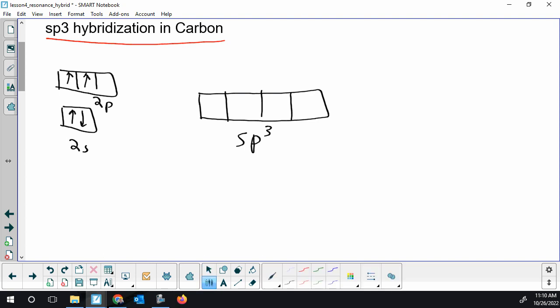When you hybridize them all and get 4 orbitals and start filling them with 4 electrons, there's 1, there's 2, there's 3, there's 4. So I have the same 4 electrons, but now none of them are paired. We get 4 spin-ups. We get 4 bonding electrons. And this matches what we see.